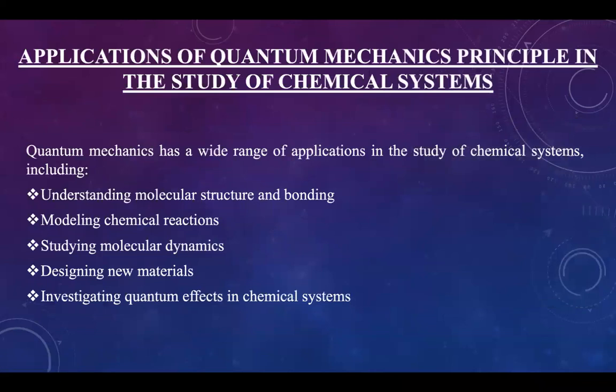Applications of quantum mechanics principle in the study of chemical systems. Quantum mechanics has a wide range of applications in the study of chemical systems, including understanding molecular structure and bonding, modeling chemical reactions, studying molecular dynamics, designing new materials, and investigating quantum effects in chemical systems.